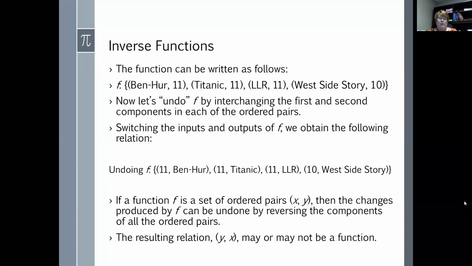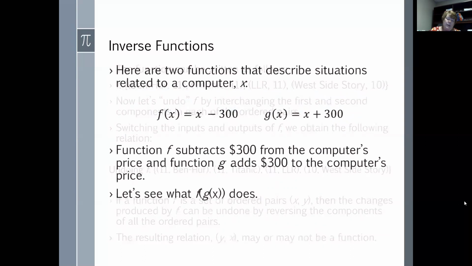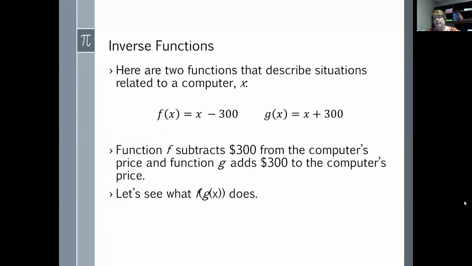This is not a function because we have 11 in the domain of this relation mapping to 3 different elements in the range. 11 maps to Ben-Hur, 11 maps to Titanic, 11 maps to Lord of the Rings. So this inverse is a relation, it's not a function. All right, so let's look at inverse functions.